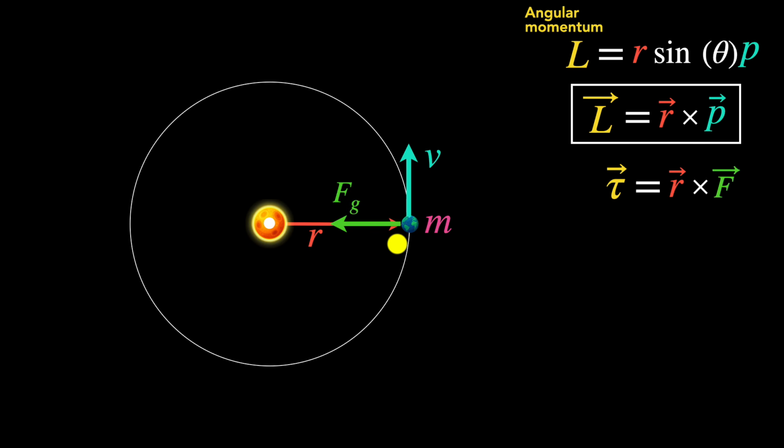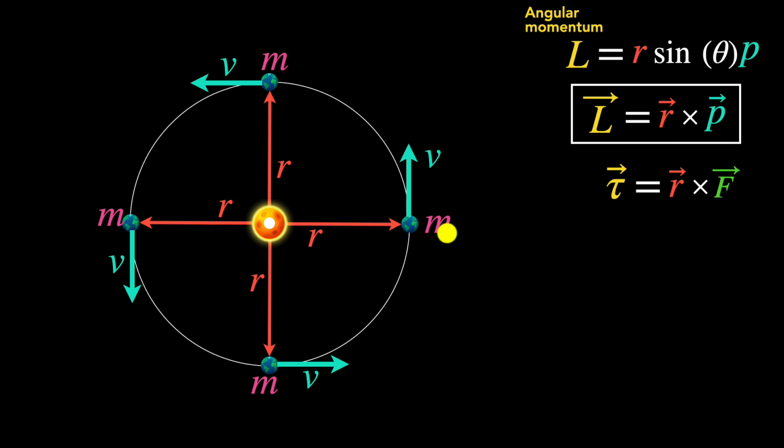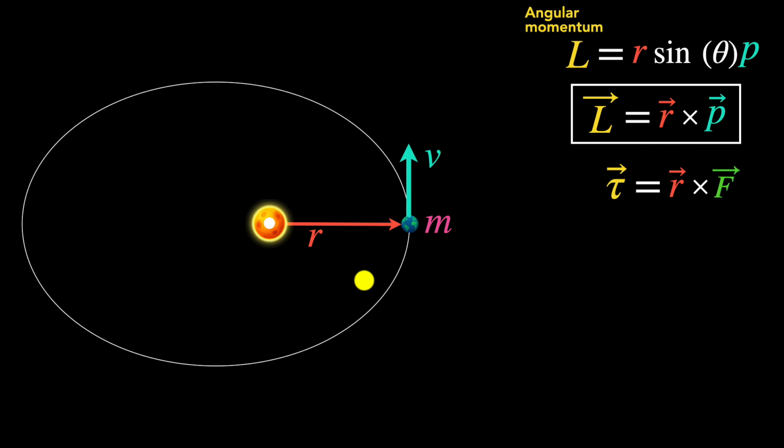But at this point, you might say, well, isn't it obvious? Like at every point, the value of r, m, v, and theta everywhere is the same. So obviously the angular momentum must stay the same. Well, in circular orbits, it is quite obvious. But what about elliptical orbits? Would the angular momentum stay the same?